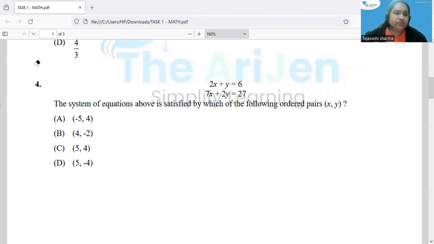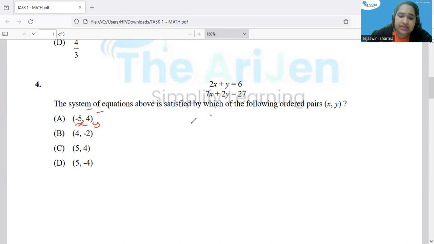Yeah. So the fourth question, you can see that two systems of equations have been given to you, and you have to see that the system of equations above is satisfied by which of the following ordered pairs. So you have to check which ordered pair is satisfying both the equations. Simply you can put the values -5 and 4, the values of x and y, into every equation and see whether the equation is satisfied or not.